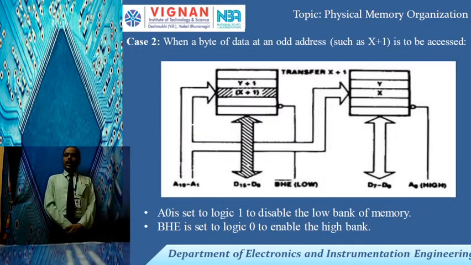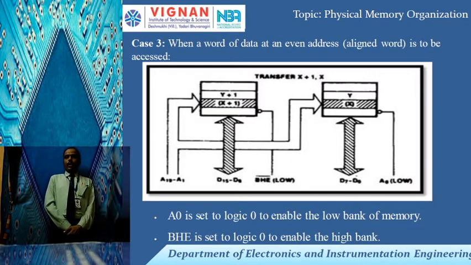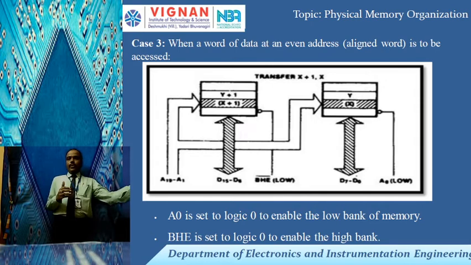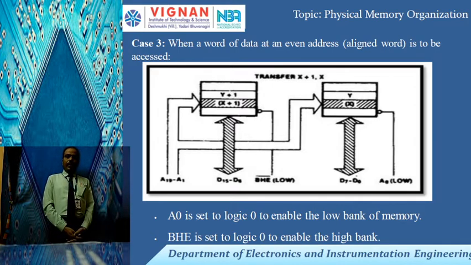The second case, a byte with an odd address, then we need to enable only the odd bank. For that, A0 is equal to 1, BHE bar equal to 0. By using A1 to A19, the particular memory location can be located, and the data can be accessed through D8 to D15. Next, a word, that is 16-bit data, with the lower byte stored at an even address and the higher byte stored at the odd address. Then we need to select both banks at a time, and within a single cycle we can complete the access.